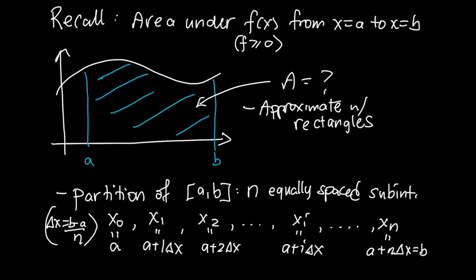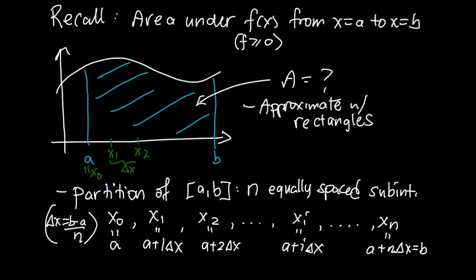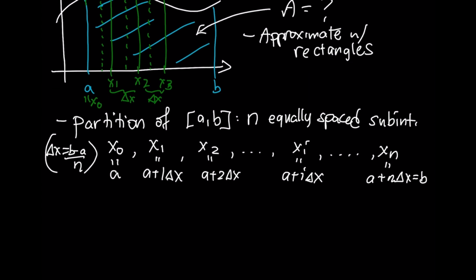Now this requires a set of points. So this first location is x0. Come up with a second location, x1, and then x2. Each of these is separated by the same width. Now you pick some sample point somewhere in that subinterval and you build a rectangle based on where that sample point intersects your function. So if you do this for all the subintervals, the area underneath the curve gets approximated by the areas of these individual rectangles.